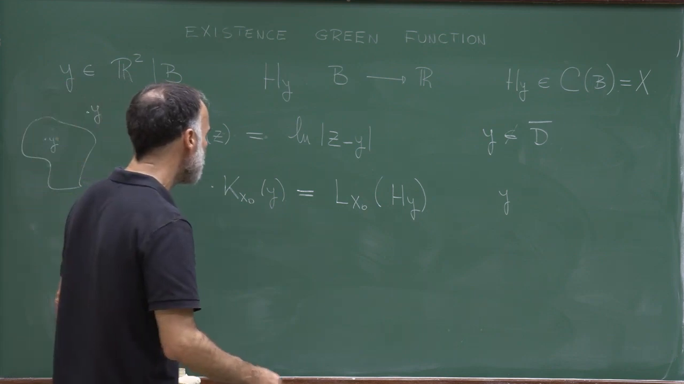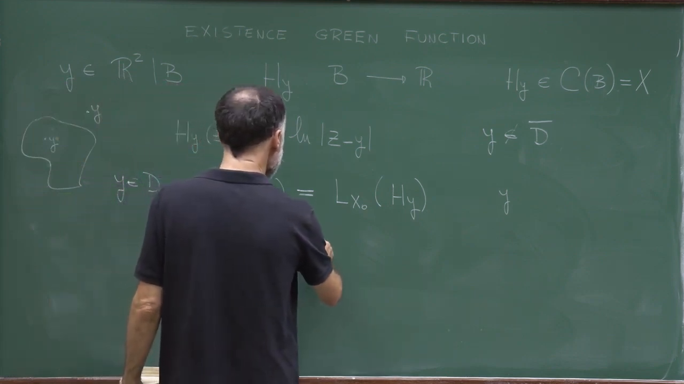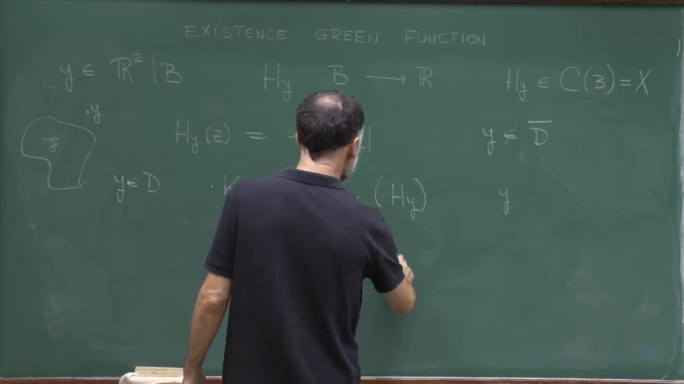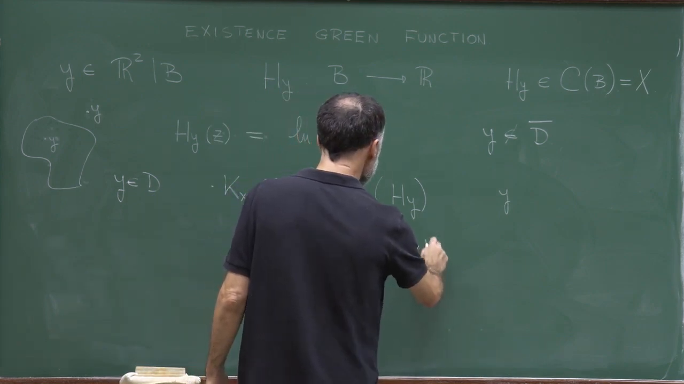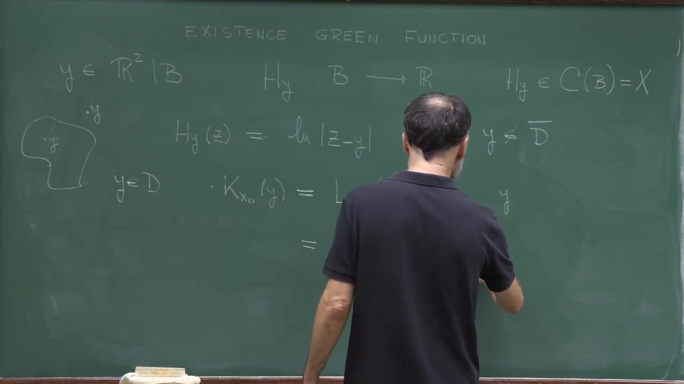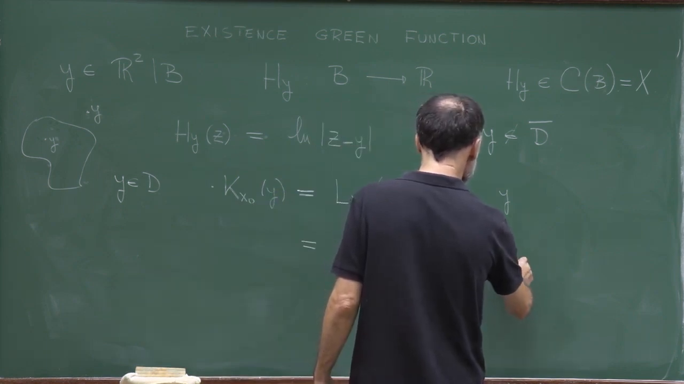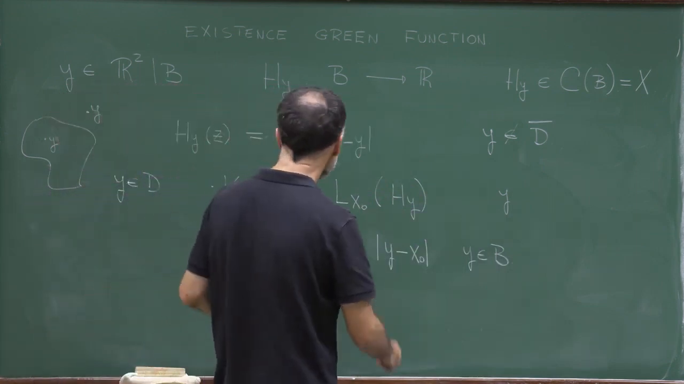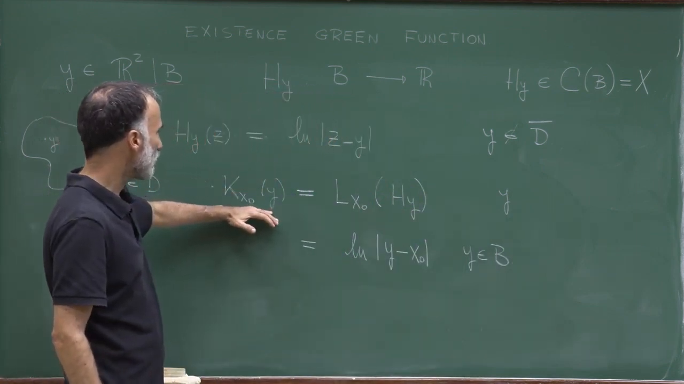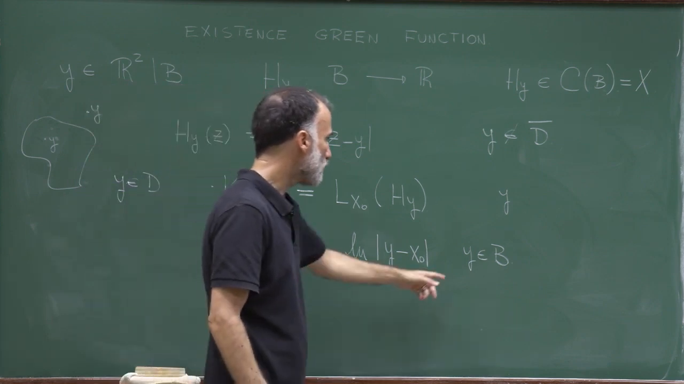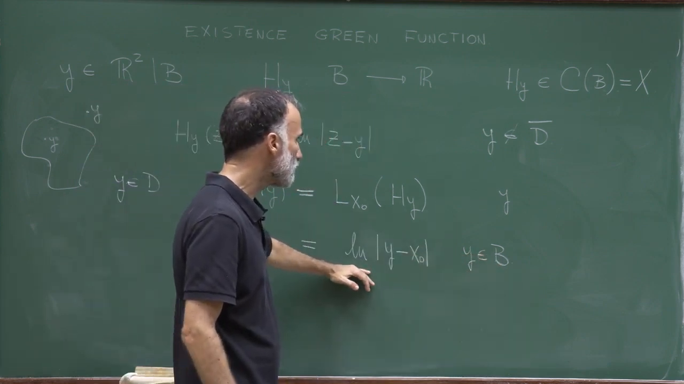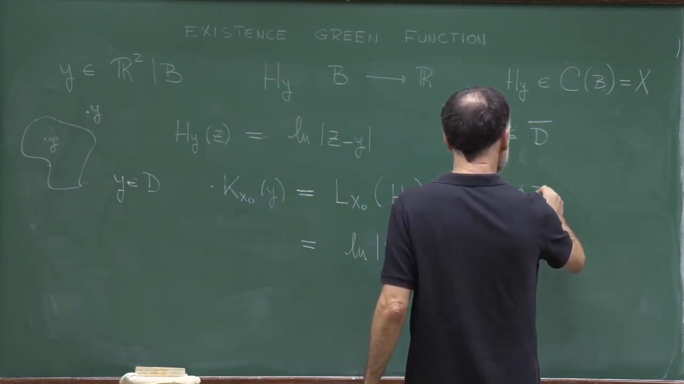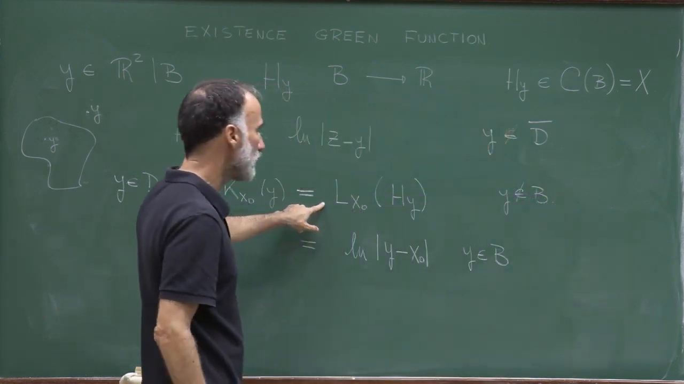So let me extend the definition of k x0 by stating that it's equal to the log of y minus x0 if y belongs to the boundary. So now I have a full definition of this function k x0. If y belongs to the boundary, it's given by this formula, while if y does not belong to the boundary, it's given by this equation.